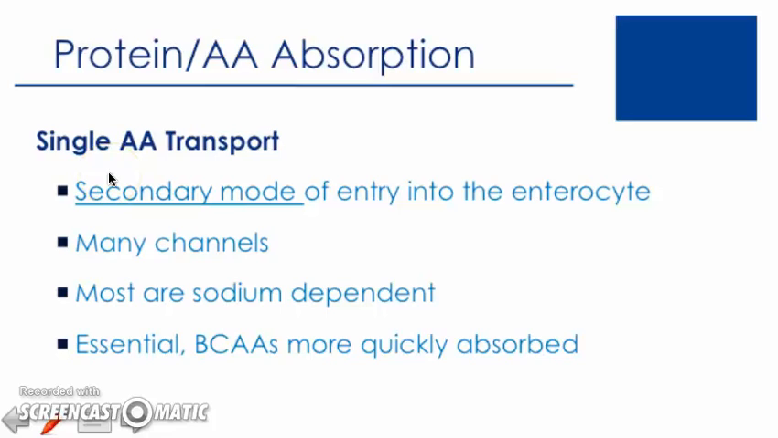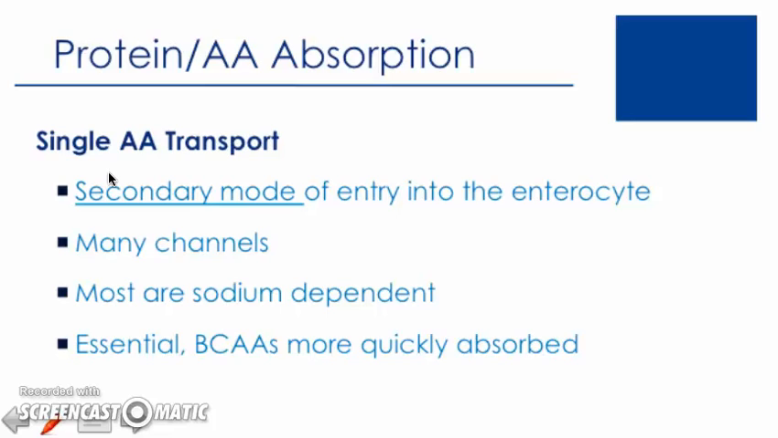The next process of absorption is the secondary mechanism of single amino acids. This involves specific carriers used to absorb single amino acids from the lumen of the small intestine through the brush border membrane of the enterocyte. Because each amino acid structure varies significantly based on the characteristics of its side chain, or R group, there are a variety of carriers used in this process, each specific to one or more amino acids. Most of the single amino acid carriers are sodium dependent.